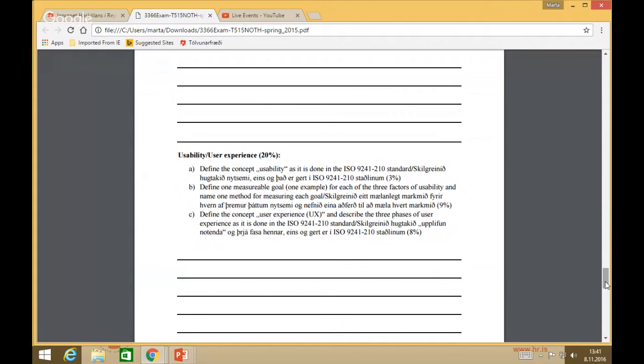All users can finish a particular task under 2 minutes. Perfect. Okay, all users have fun. Is this a measurable goal?